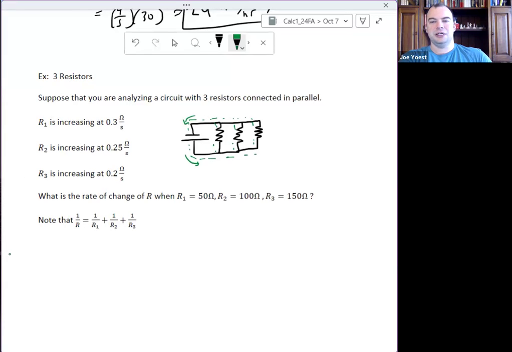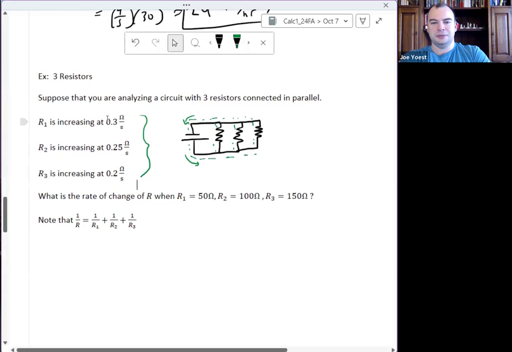So I have 3 resistors here, R1, R2, R3. They're connected in parallel like this, and the resistances are all increasing over time. So maybe we have a little knob that's attached to each of these resistors, and we're just turning it over time and making them slightly more resistive over time. So R1 is increasing at a rate of 0.3, and this is like ohms per second.